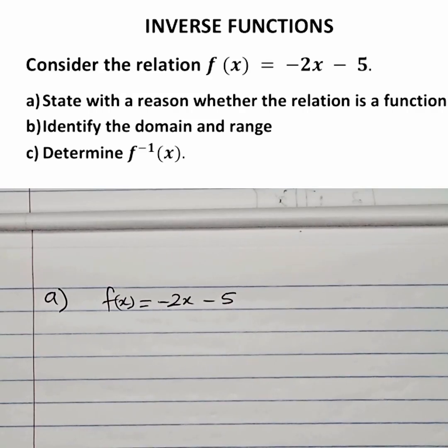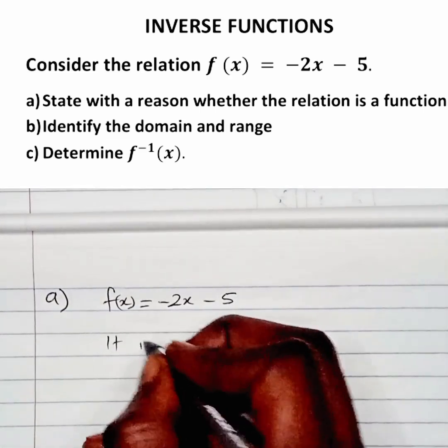Today we are talking about inverse functions. Now, if you consider the function that we are given there, that is f(x) = -2x - 5, we are required to state with a reason whether the relation is a function. Now, we can say it is a function.